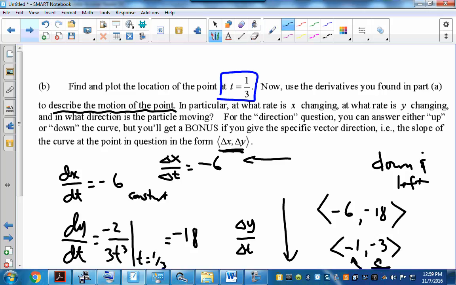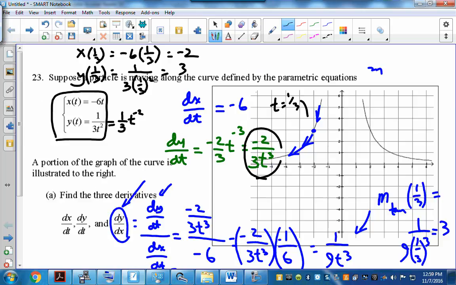And again, that sort of makes sense by looking at the picture. So you're going to go left 1 unit and down 3 units. That is the vector direction that we're going right there. Okay.